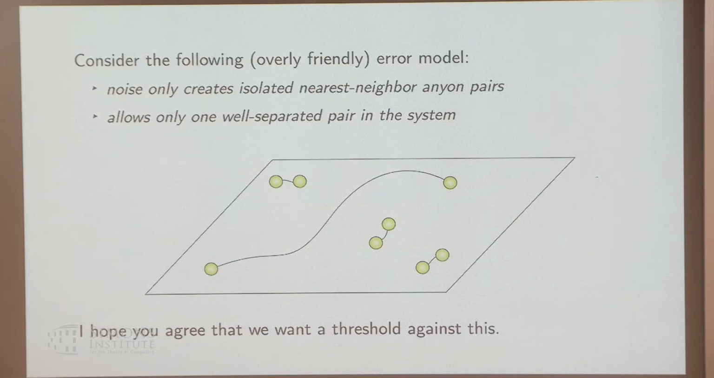Okay. So in addition to making our life easier by having perfect measurements and this instantaneous field, we're also going to consider, for the purposes of this argument, a very friendly error model, certainly an overly friendly one. The noise is basically only going to be allowed to create one long pair of anyons in the system. And once there's a well-separated pair, the only thing the noise can do is create isolated nearest neighbor pairs at different locations. So we're going to restrict the power of the noise by only letting it do this kind of thing. I hope you agree that we definitely want a threshold against this sort of friendly noise model.